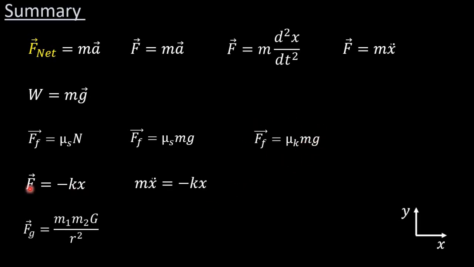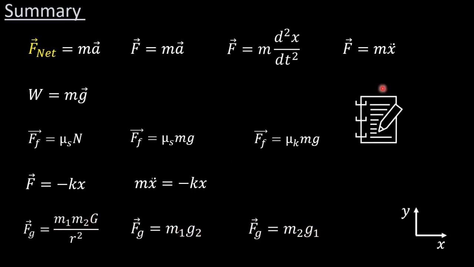Because we know F equals m times x double dot, and we know F equals minus kx, we can therefore say m times x double dot equals minus k times x. From this, we can say that the force of attraction equals mass 1 times the acceleration due to gravity of mass 2, and we can also say that the force of attraction equals mass 2 times the acceleration due to gravity of mass 1. So write these down because we will be applying these equations later on.